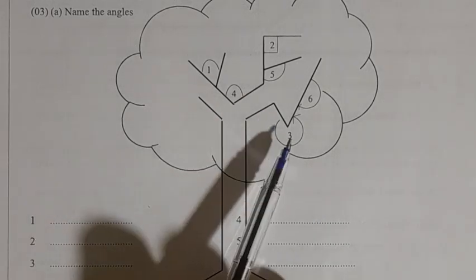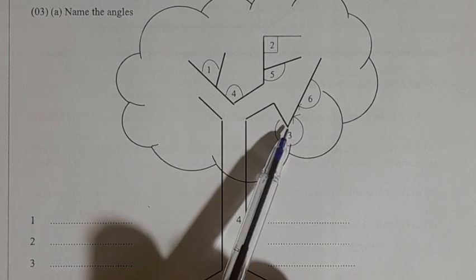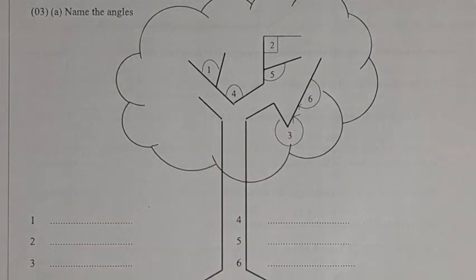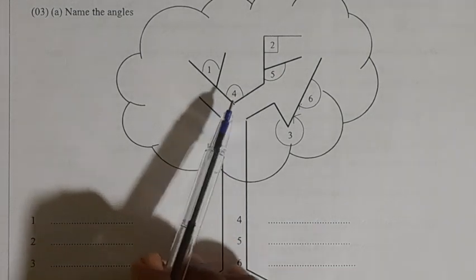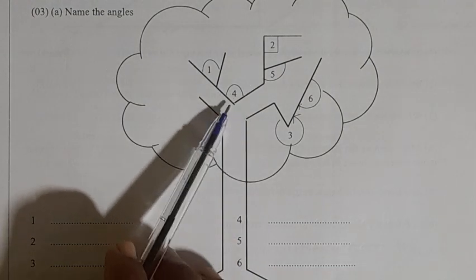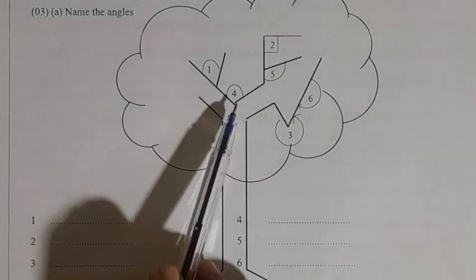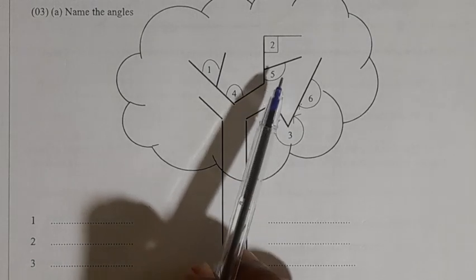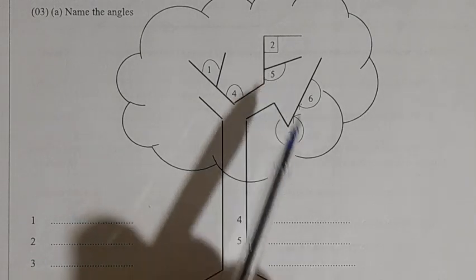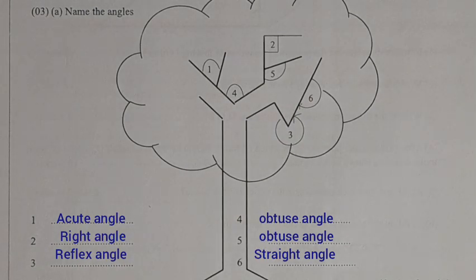Then number 3. That is a reflex angle, greater than 2 right angles. Number 4 is greater than 1 right angle and less than 2 right angles, so an obtuse angle. Then number 5 also is an obtuse angle. Number 6, a straight angle.